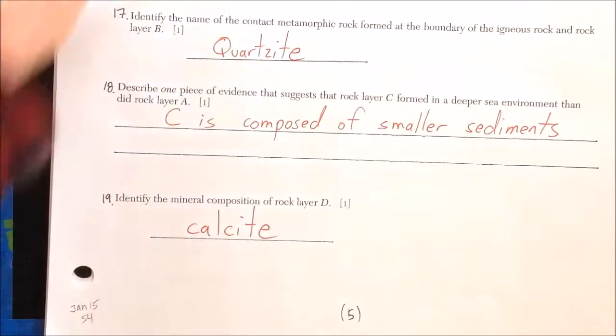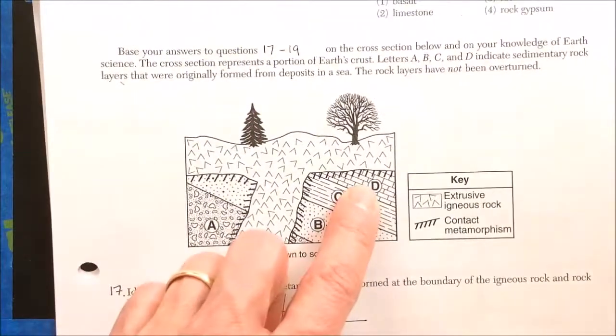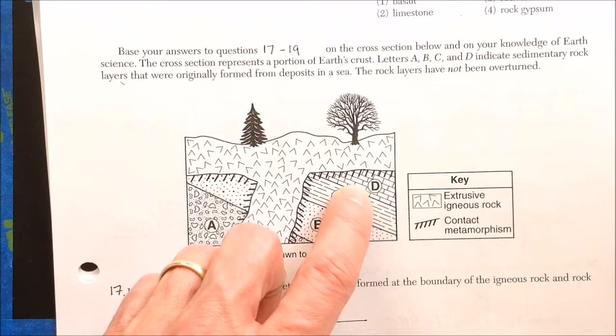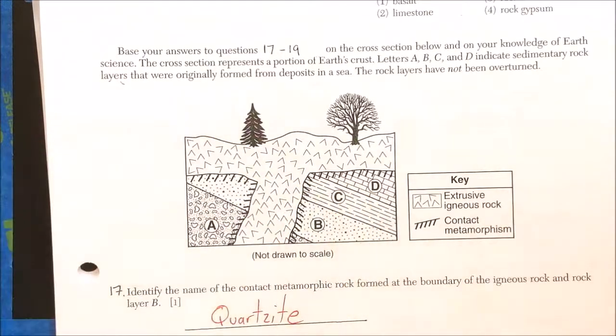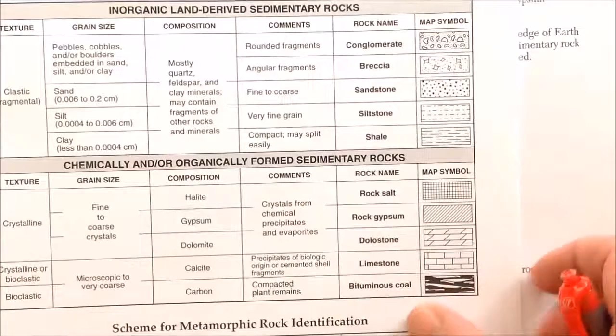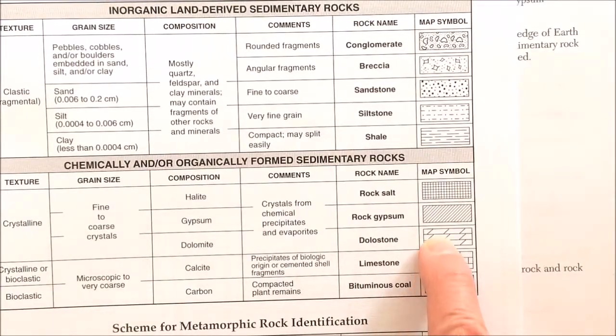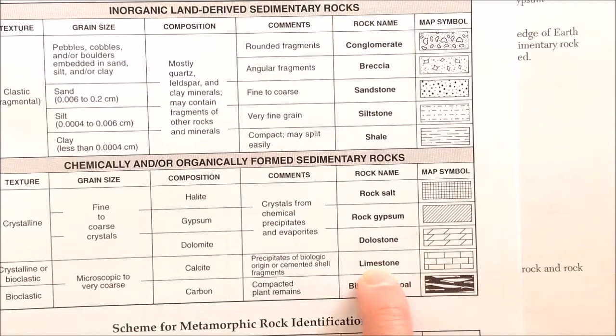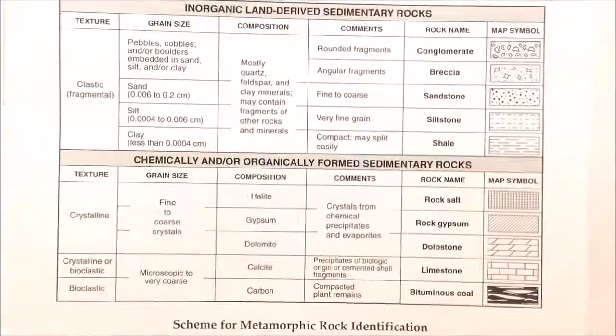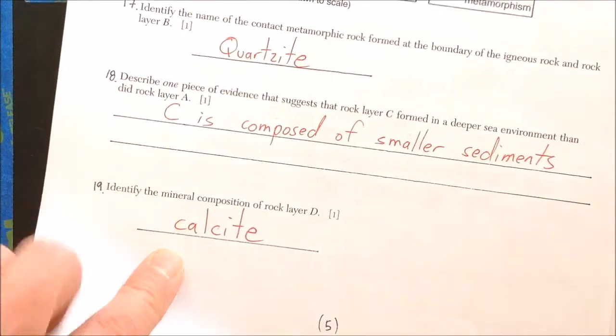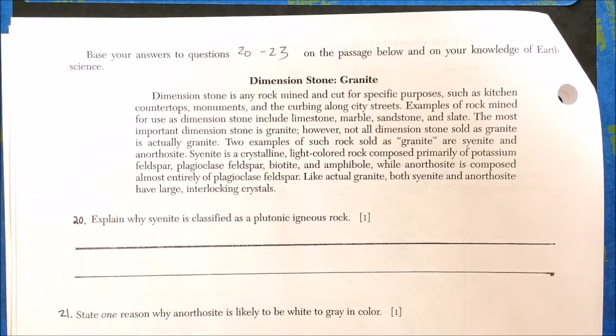Okay. 19. Identify the mineral composition of rock layer D. Well, the answer is calcite, but how do you know that? So D, you have to look at that pattern. It looks like a brick wall, but in the world of sedimentary rocks, that symbol, you got to look up into page 7 of the reference table. That symbol is right here, okay? So that's limestone. Dolostone's when it's angled like that, but that's limestone. And the question is asking what mineral makes it up, and that's the mineral composition, calcite. So that is really about looking it up in the chart. Calcite is number 19. Okay, we're on to 20.